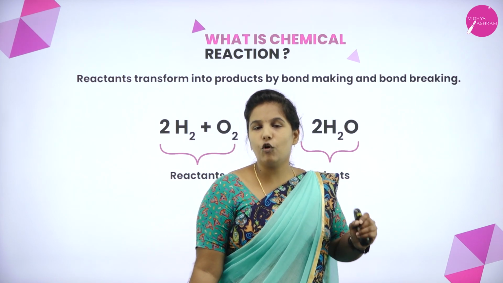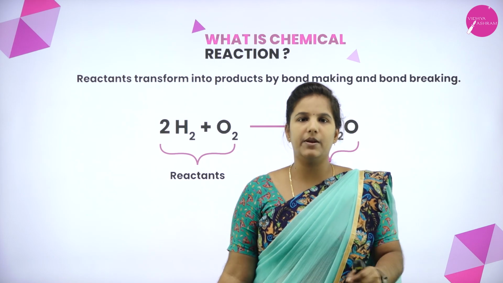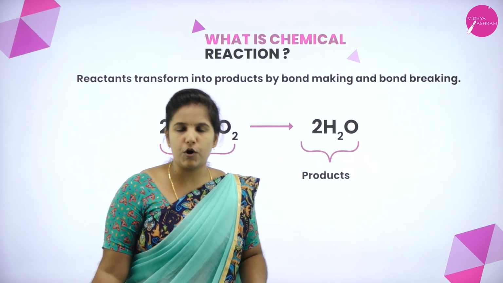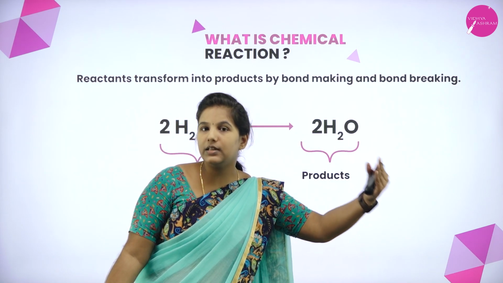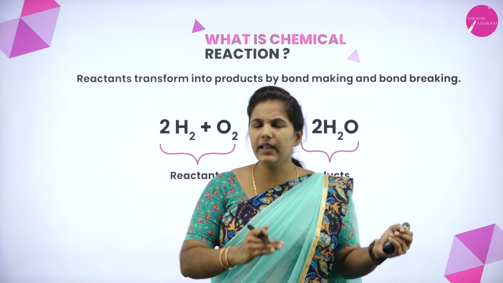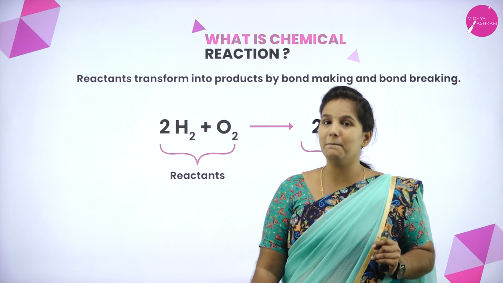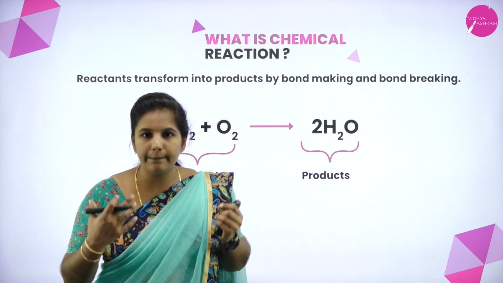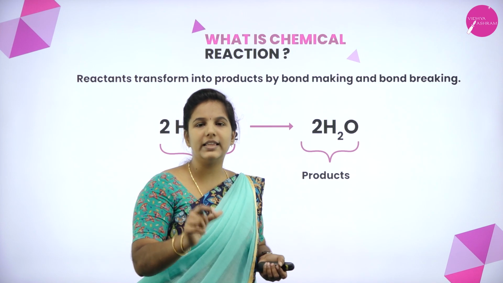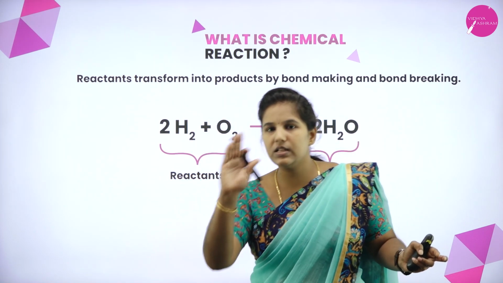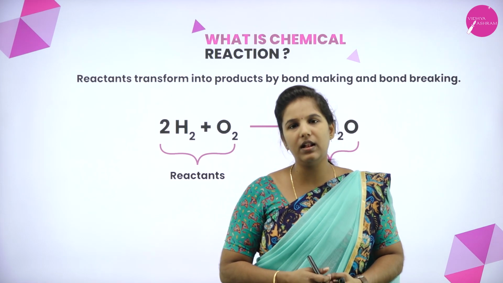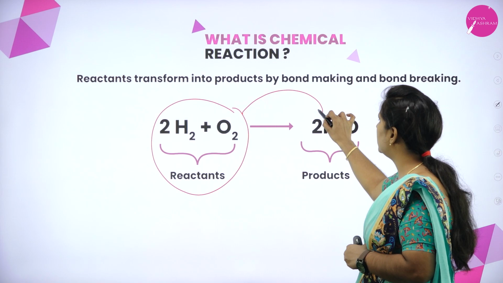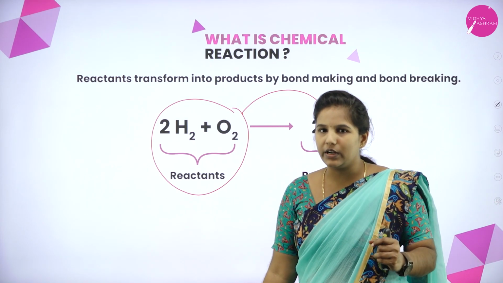Now let us understand what is a chemical reaction. When I say it is a chemical change, okay, the reactant must be converted into product. The reactant will undergo the transformation and form a product either by bond breaking or by bond making. Such kind of reactions are known as chemical reactions. When the reactant is formed into a product, then you say it is a chemical reaction. Remember, during the chemical reaction, always the reactants will be converted into product.